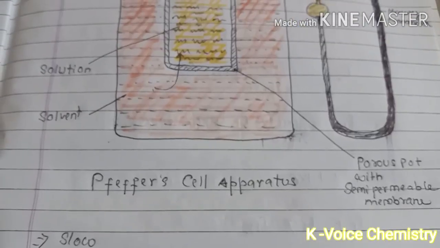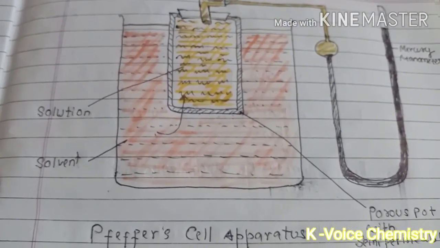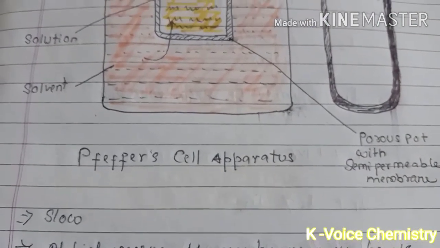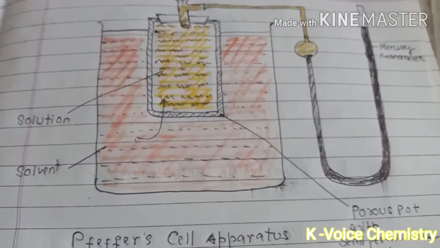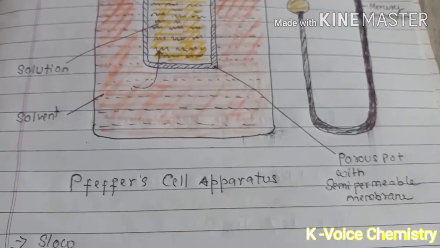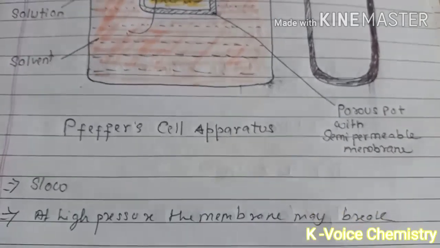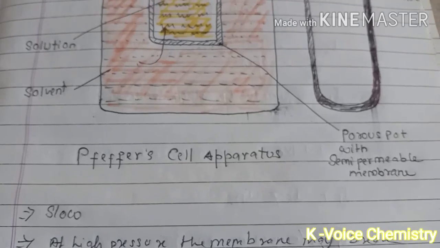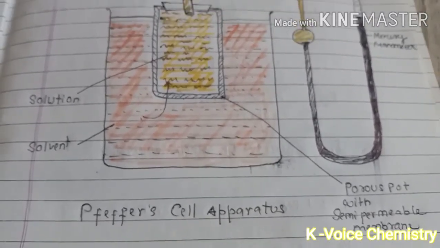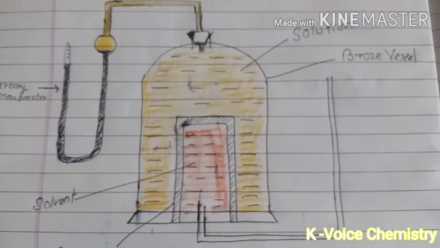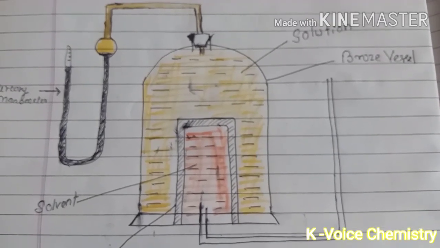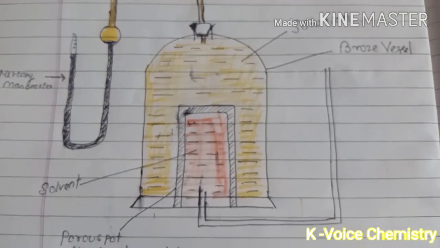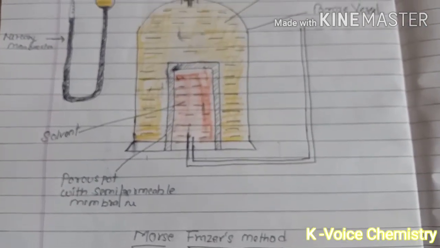This was improved by the Berkeley and Hartley method. We will look at the Berkeley and Hartley method in the next video. But now let us talk about one more important method, the Morse and Fraser's method. It is also quite similar to Pfeffer's method, but there is a certain difference. Let us see what. As you can see, this is a diagrammatic structure for the Morse and Fraser's method.